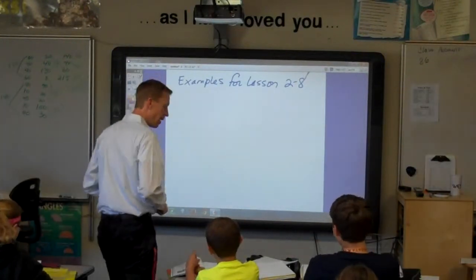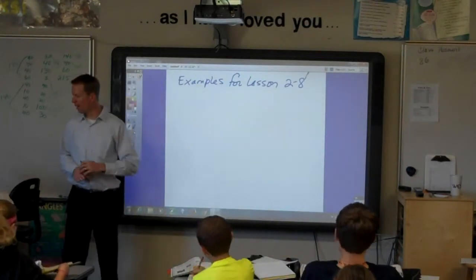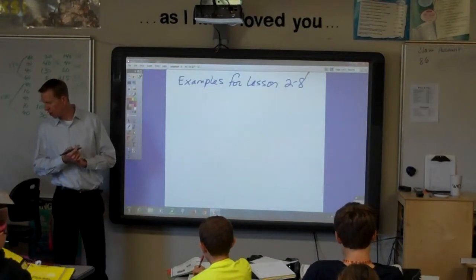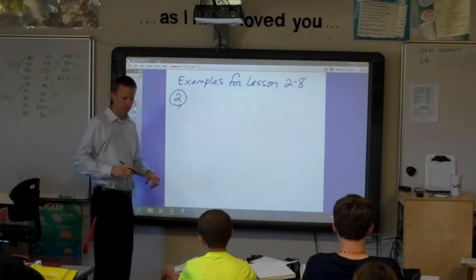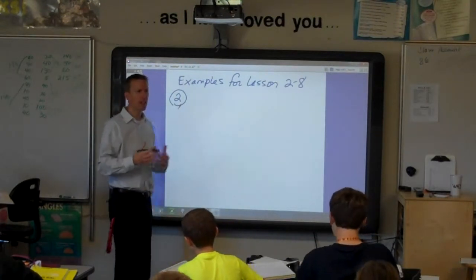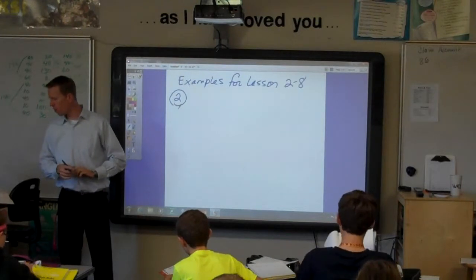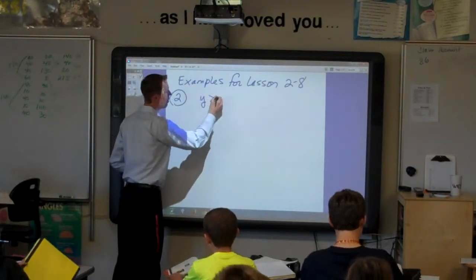We're going to go through some examples for how to graph inequalities from lesson 2A. And this is going to be part of your assignment anyway. So let's start with number 2, page 106. We'll do a few of these together so you get the idea. It says graph the solutions for each inequality. It gives you y is greater than 2.